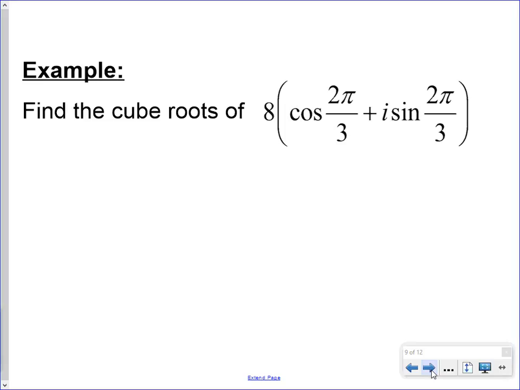Okay, so let's look at an example. We're going to find the cube roots of 8 cis 2 pi over 3. Find the cube roots of 8 cis 2 pi over 3.